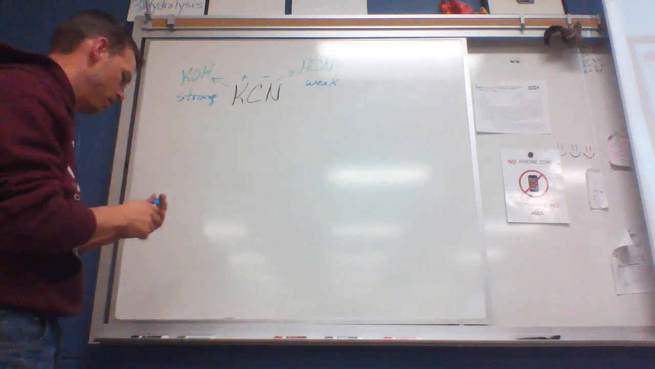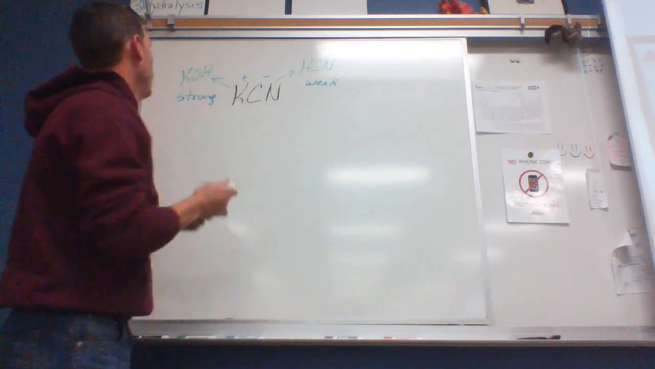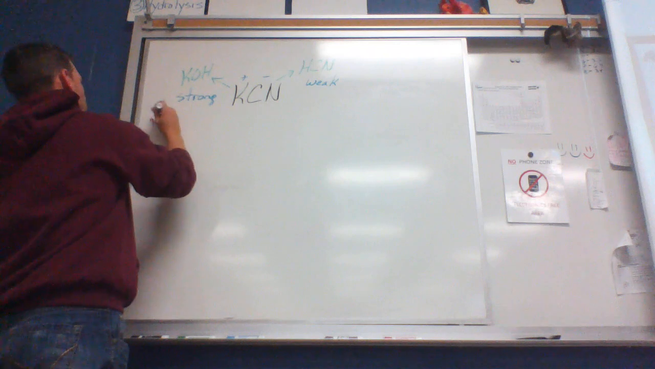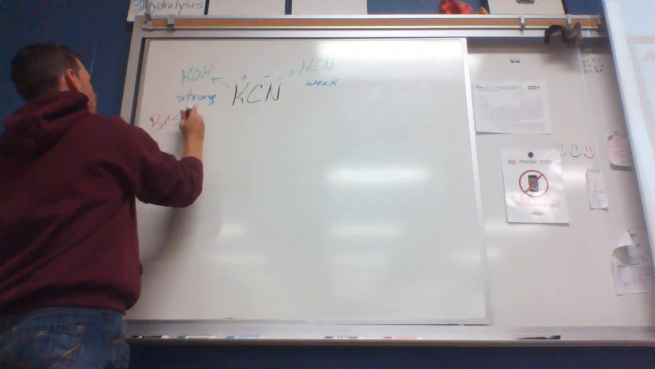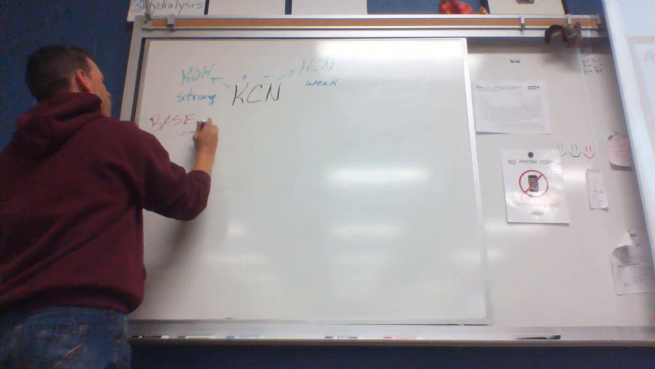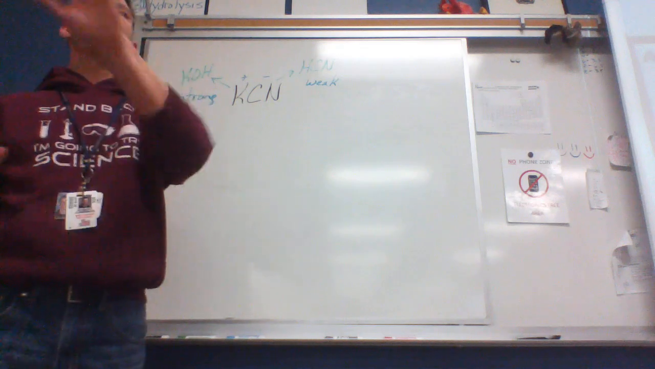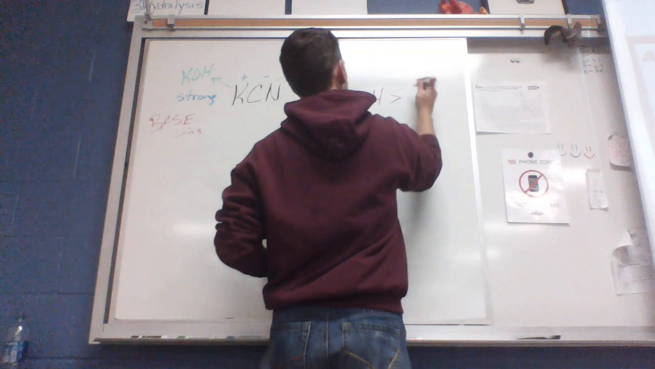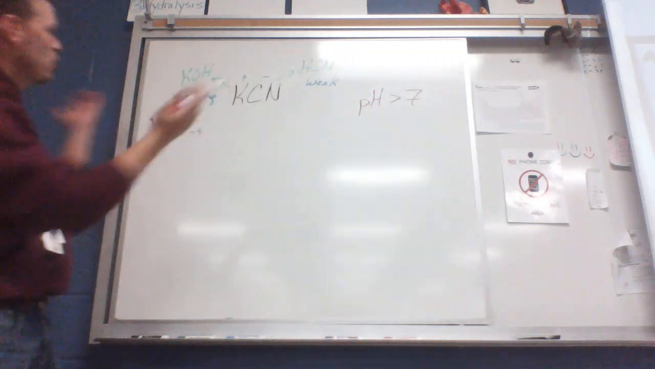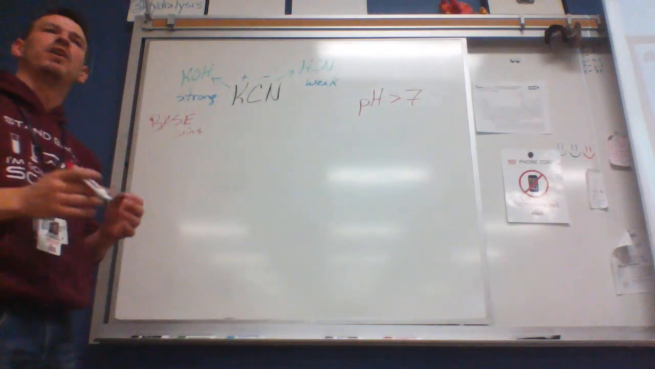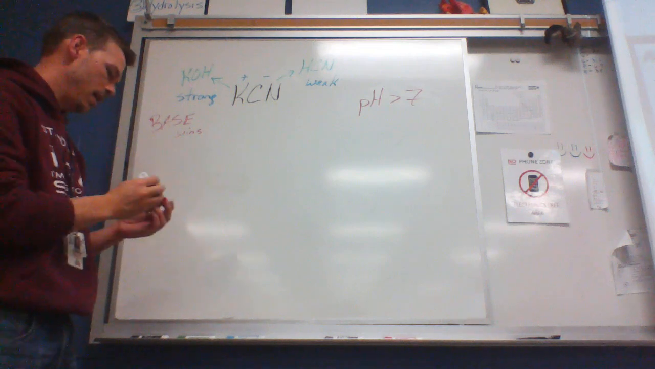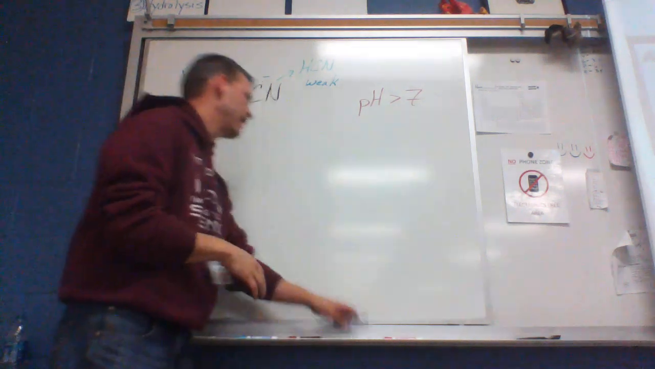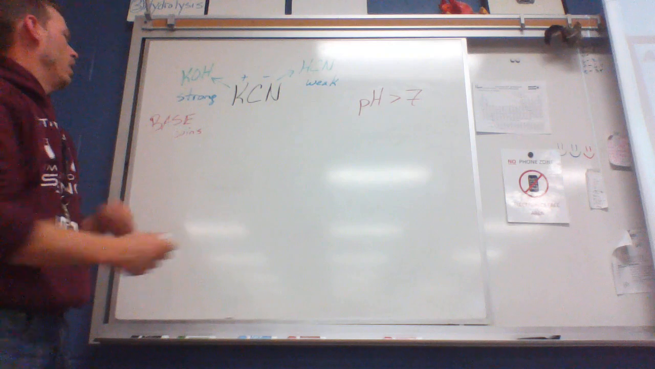Hey, who won? Hey, we got a base winner. KOH. All right, base wins. If the base wins, we can already predict that the pH is going to be above 7. And a lot of the questions I expect to all be answered by what we've done so far. So hopefully so. That's all conceptual.